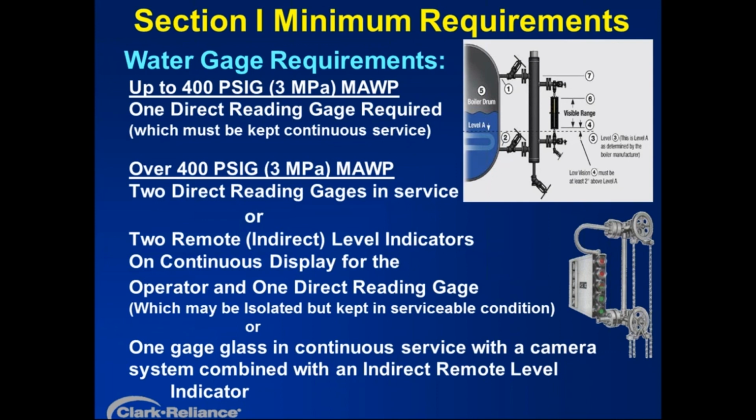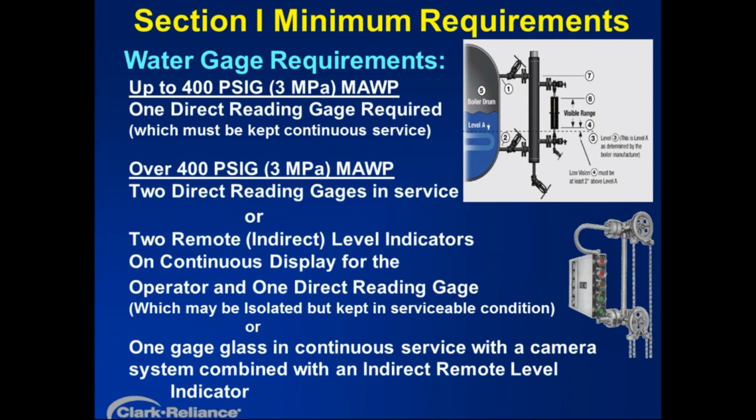So to carry forward on minimum, any boiler operated up to 400 PSI must have at least one direct reading gauge glass on it, in service at all times. Doesn't matter if you had 20 transmitters on that boiler, the gauge glass will be in service at all times. Once you cross over 400 pounds operating, the owners actually have 3 choices when it comes to level indicators. You can have 2 separate gauge glasses in service at all times in such a way where the operator is positioned to see them 24/7.